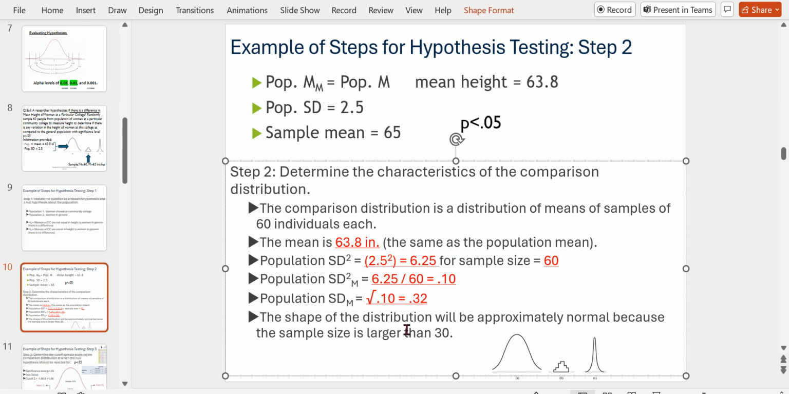Okay? The shape of the distribution will be approximately normal because we have a sample size that is larger than 30. We have 60. So we are good to go. So now we have our population mean, population standard deviation, which was given. We have 2 bits of information here for our sample, and now we have 3 bits of information here.